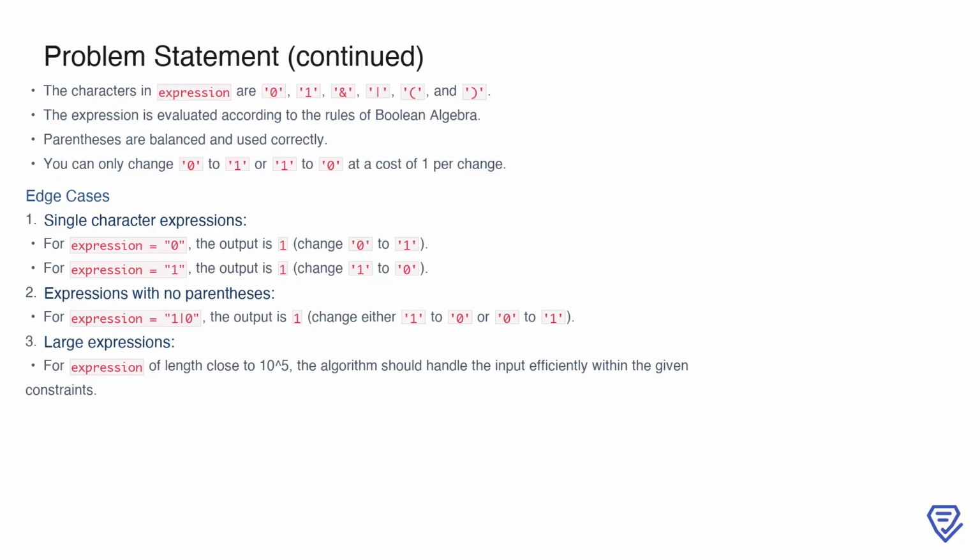There are several edge cases to consider. For single character expressions, the output is always 1 since only one change is needed. For expressions without parentheses, you can directly evaluate the logical operations to determine the required change. Finally, for large expressions up to 100,000 characters in length, your solution must be efficient and scalable to handle the input size within the problem's constraints.